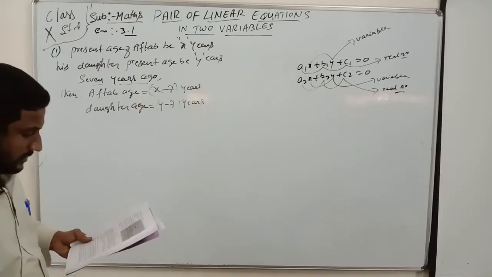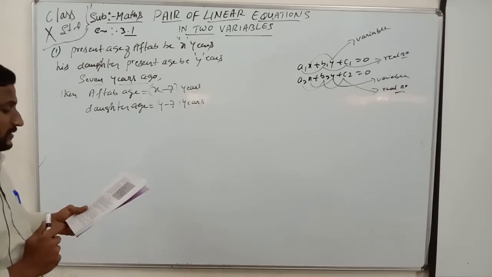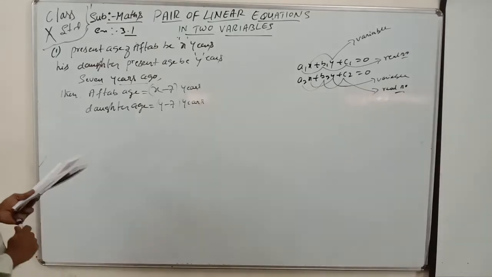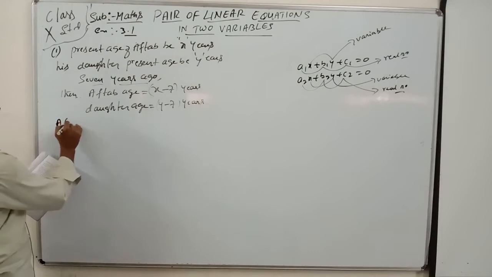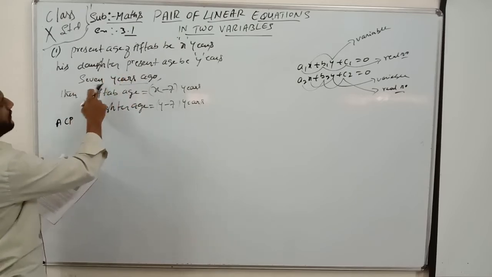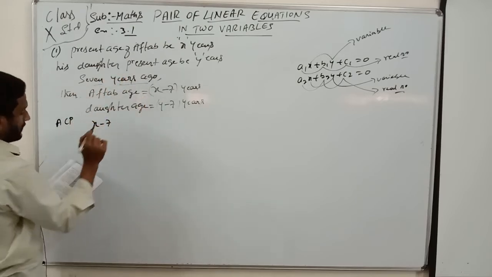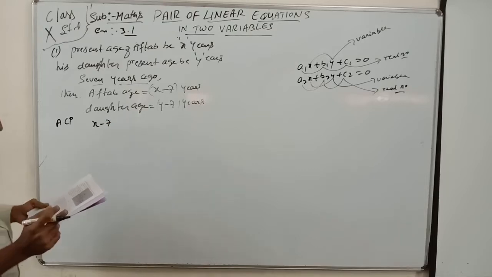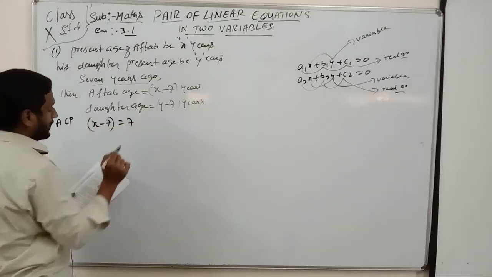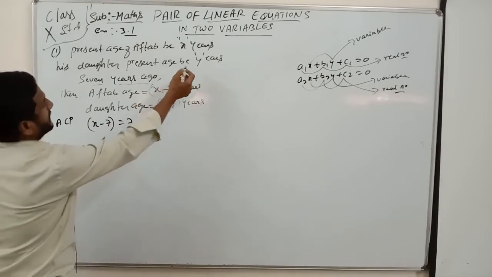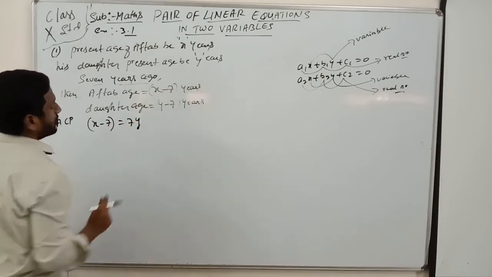Now see here: "Seven years ago, I was 7 times as old as you are then." What is the meaning here? According to the problem, 7 years ago Aftab's age is x minus 7. "I was 7 times as old as you are then" means equal to 7 times the daughter's age, which is y years.